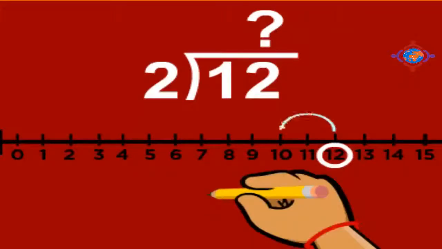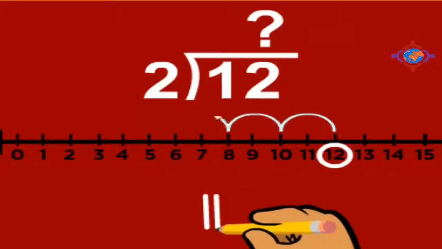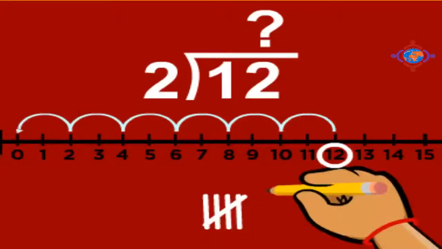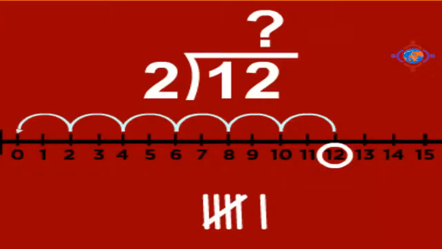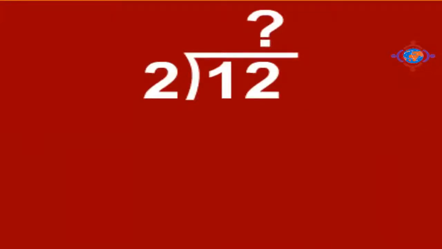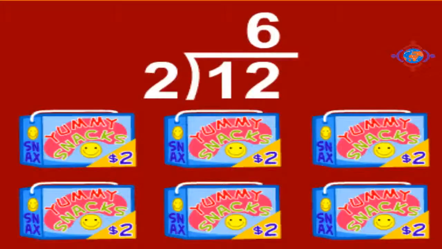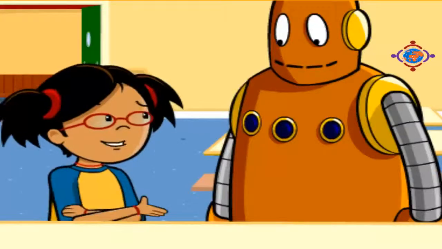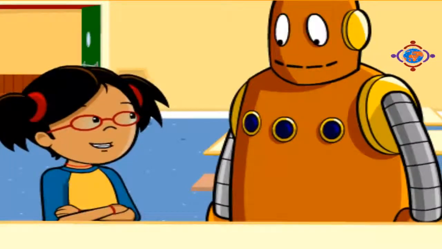Start at 12 and count back by 2s until you get to 0. We counted back 6 times. So 12 divided by 2 is equal to 6. She has to sell 6 boxes to raise $12. Related facts use the same numbers with opposite operations. You can use related multiplication facts to help you solve division sentences.